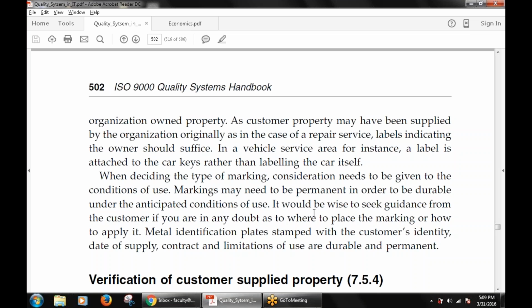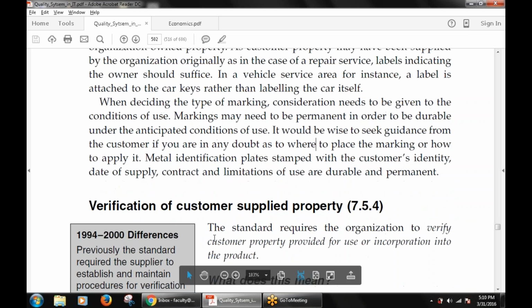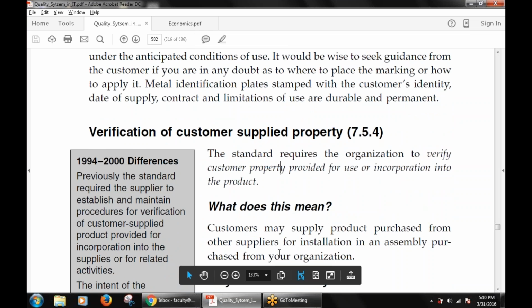Then next is the verification of the customer supplied property. That is how we can verify the customer supplied property. The standard requires the organization to verify the customer property provided for use or incorporation into the product. Whatever tools are available, that is how we can verify the product.